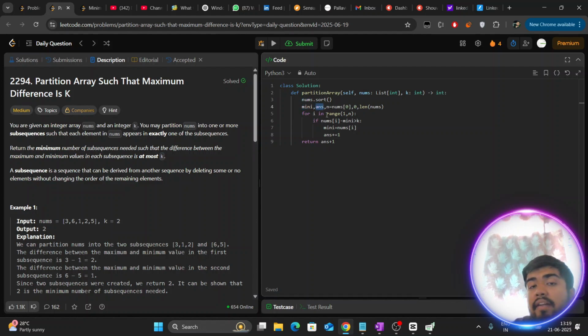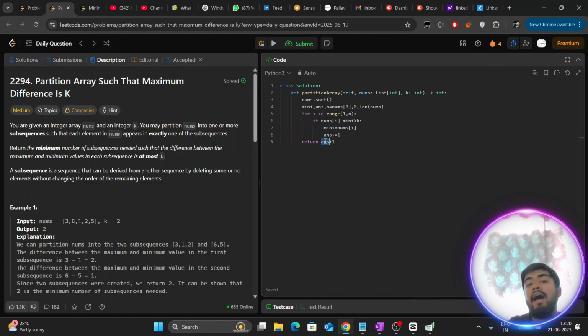And I am iterating for i in range 1 to n. If nums of i minus this particular mini, where mini is basically holding the starting point of the partition, is greater than k, that means we have to make a partition here. So who is the starting point of the new partition? This nums of i. I store it in mini, and answer plus equals 1. That means we have just made a partition.